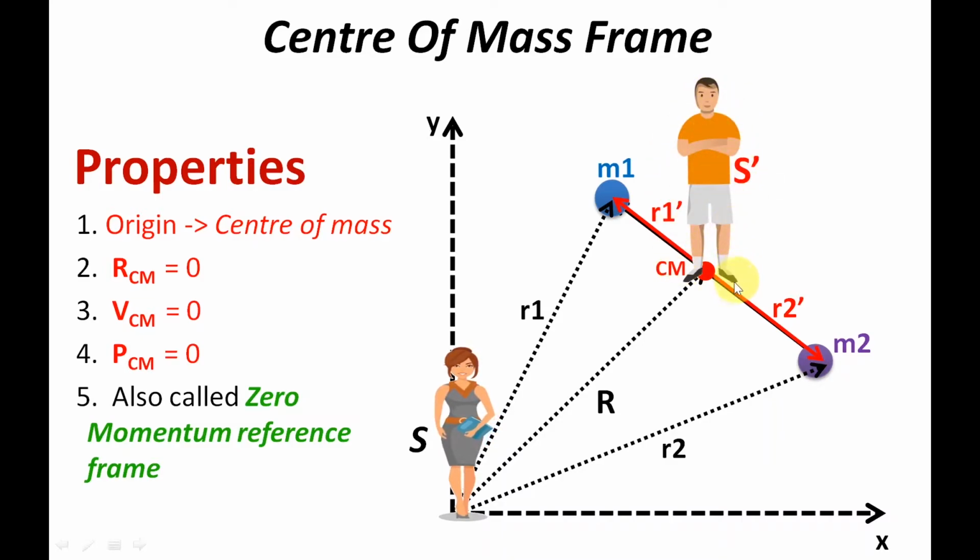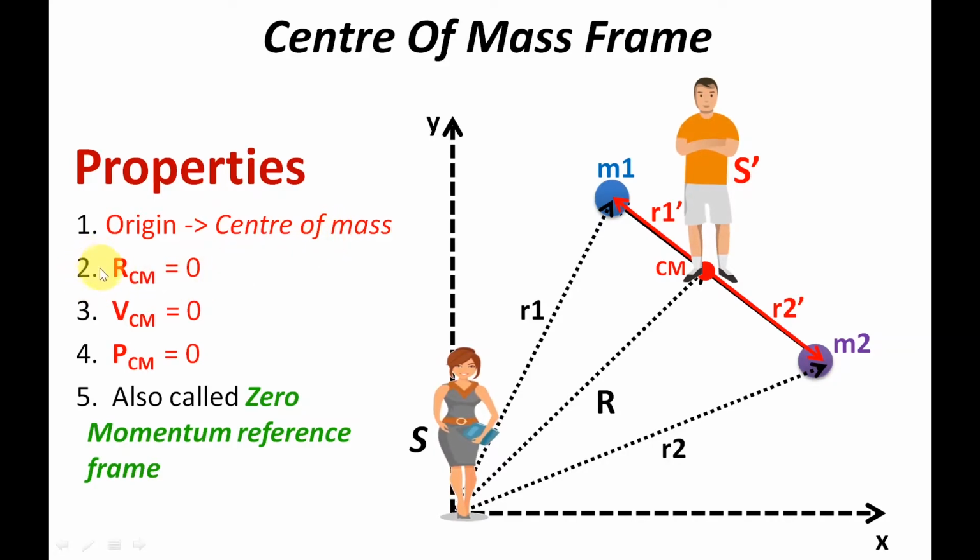Now for this observer to be valid as an observer of the center of mass, he should fulfill a few conditions. There are four or five conditions that he should fulfill to call himself the observer of the center of mass frame of reference. The first condition is that the origin should be the center of mass. He is standing at the center of mass, so the first condition is fulfilled.